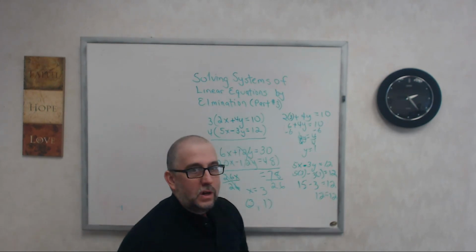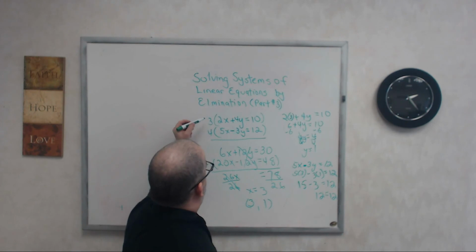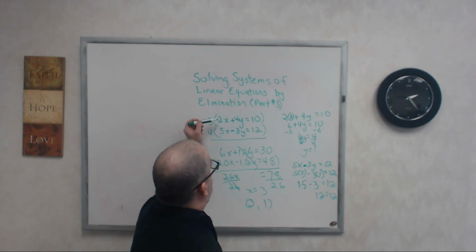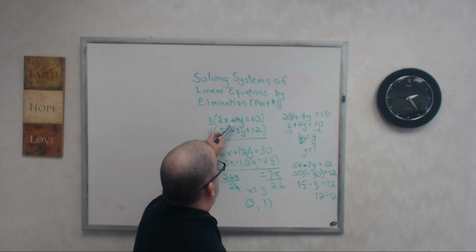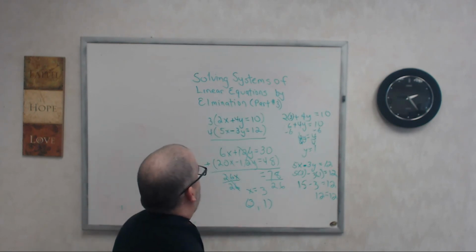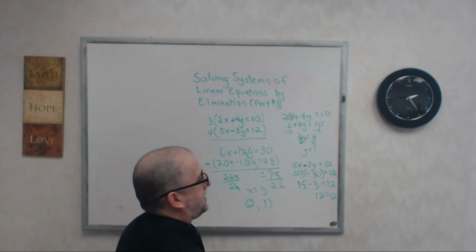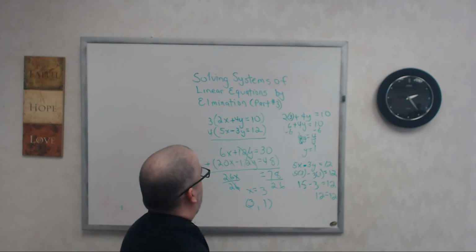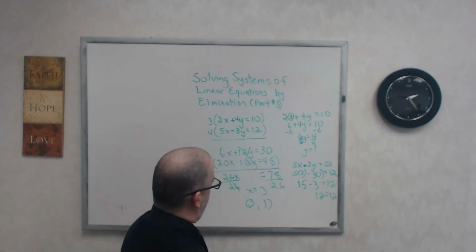So that's how you solve systems of linear equations when you have two variables that do not cancel out, and you have to multiply each equation by a constant in order to find the least common multiple to get things to cancel out.